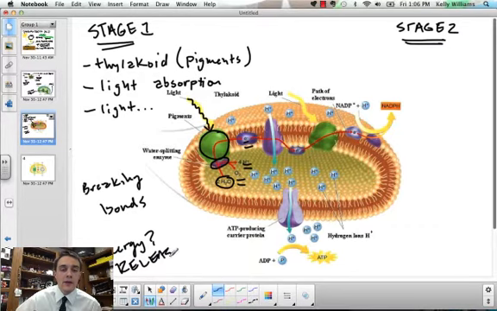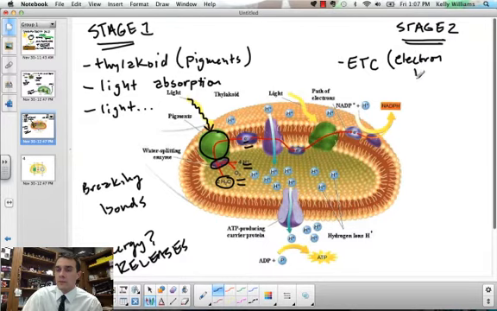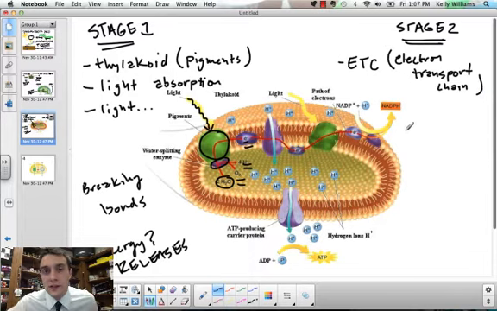So now we have all that energy present in these hydrogen ions and electrons, and that's when we move to stage 2, which sometimes is called the ETC, or the electron transport chain. Please be informed enough of this process in this stage that you don't call it the etc. stage. I've had that happen before. Don't call it etc. It's the ETC. It's the electron transport chain.